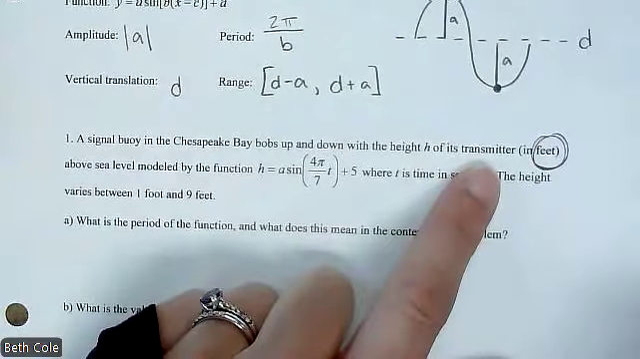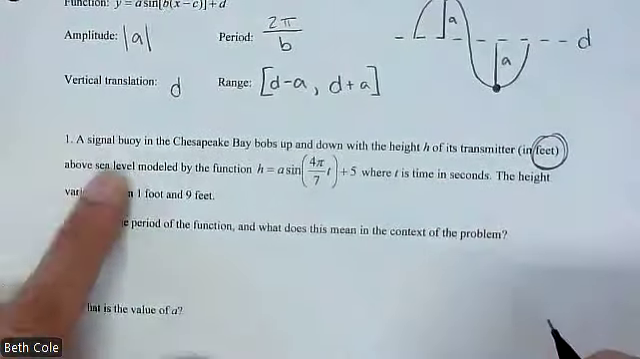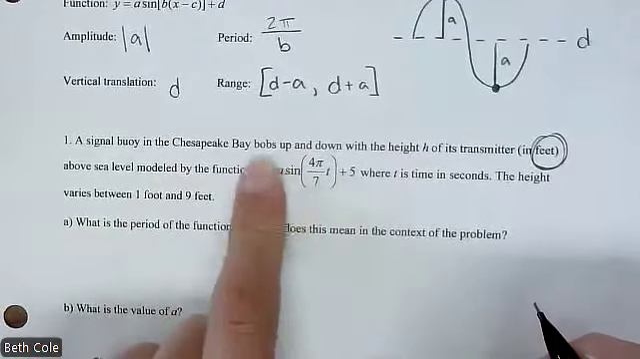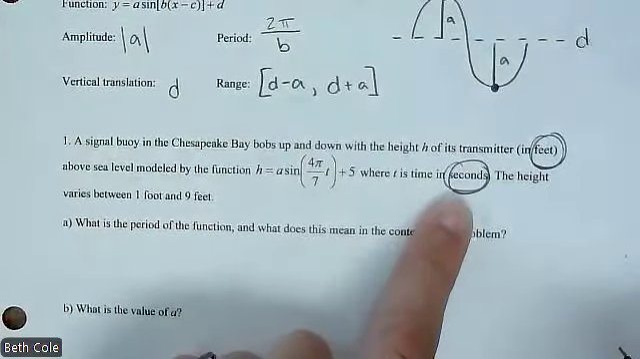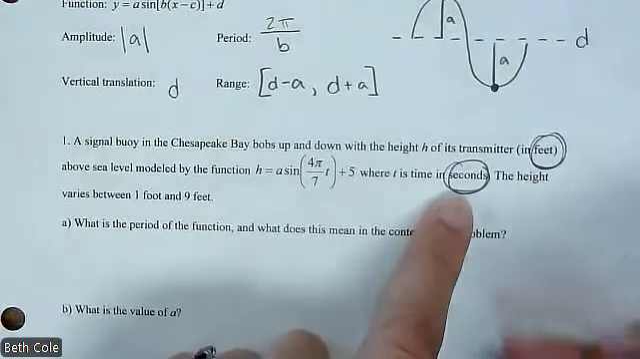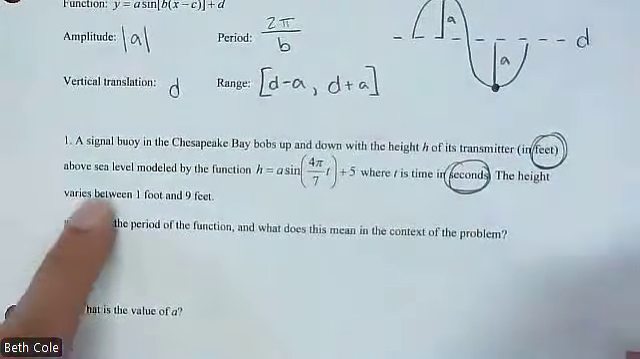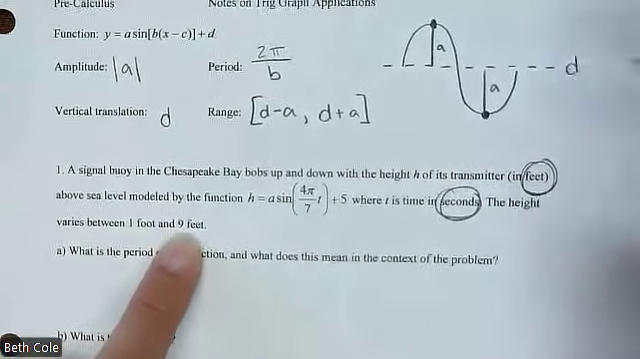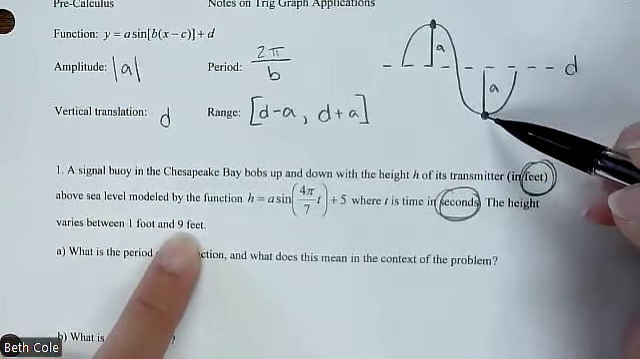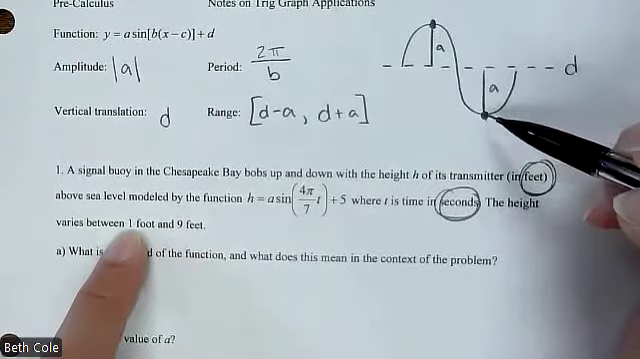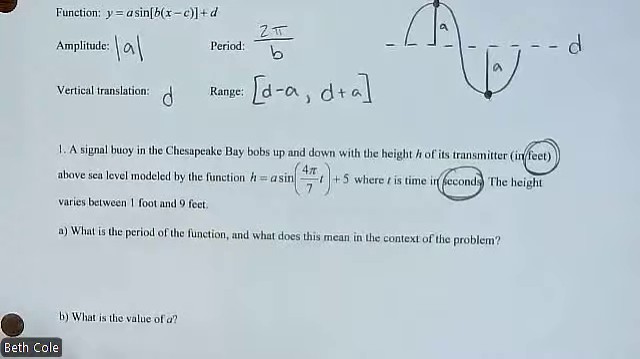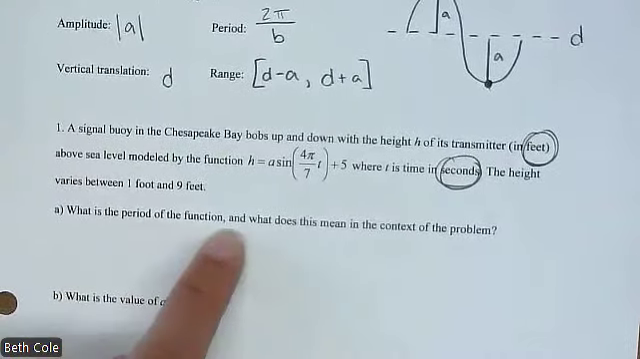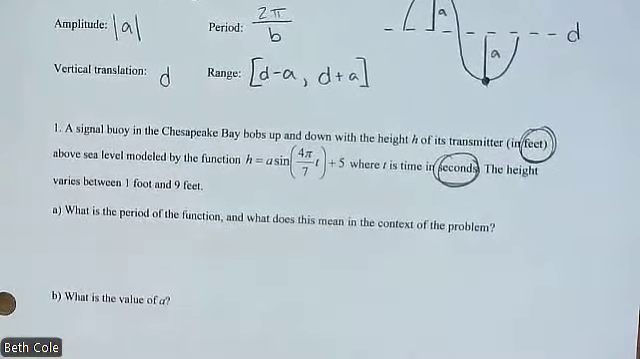Now, when you do word problems, you need your units. So that's feet. Above sea level is modeled by this function, and time is in seconds. So you're going to need some seconds and some feet in your answers here. The height varies between 1 foot and 9 feet. So when I draw my little picture of my wave, your low value, your minimum, is going to be 1, and your high point is going to be 9. So that's the information that they're giving us. What is the period of the function? And then what does it mean in context?